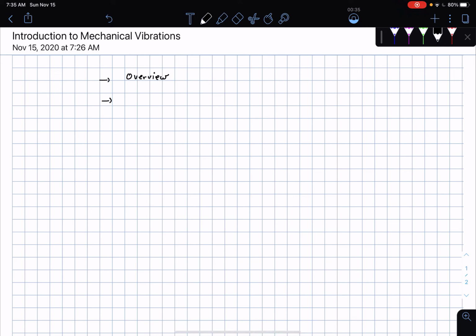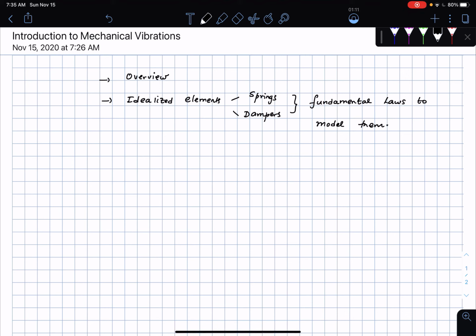and then we will look at some idealized elements, such as springs and dampers. And then in springs and dampers, we look at fundamental laws that are used to model them. So we will look at fundamental laws to model them. All right. So first of all, an introduction or an overview.